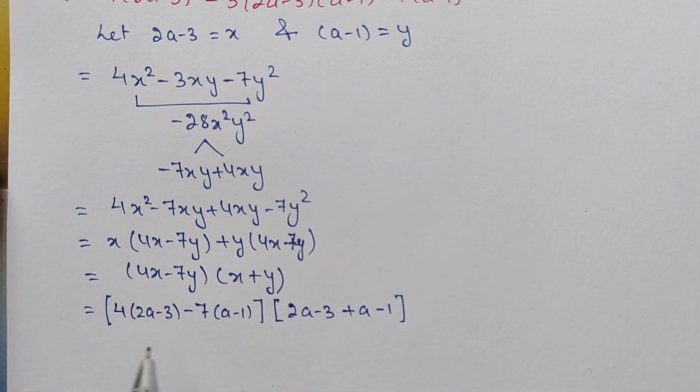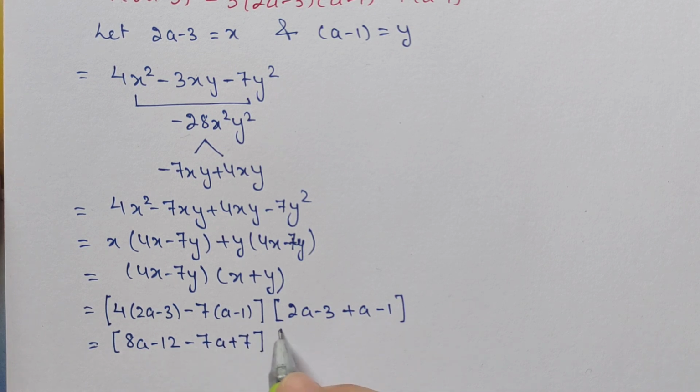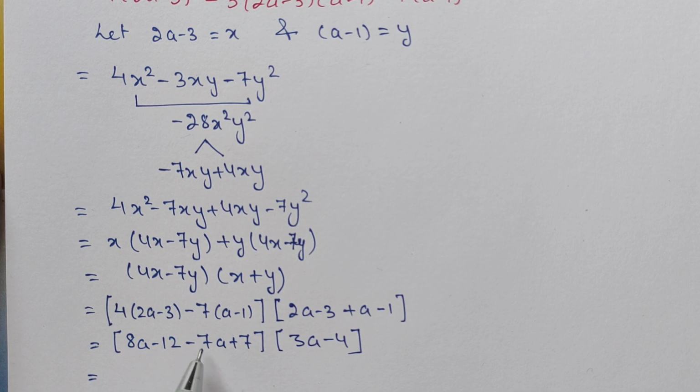A little more we can simplify it. Multiply inside: 4 times gives 8a − 12, and 7a + 7 with sign change. Here 2a + a will become 3a, −3 − 1 will become −4. 8a − 7a is a, and −12 + 7 will be −5. So (a − 5)(3a − 4).